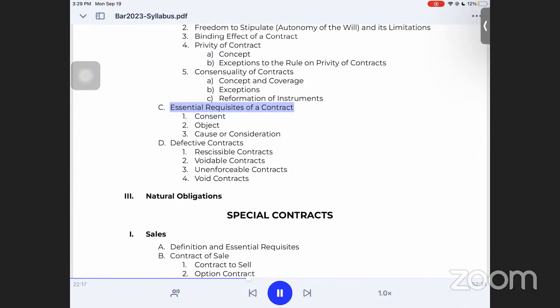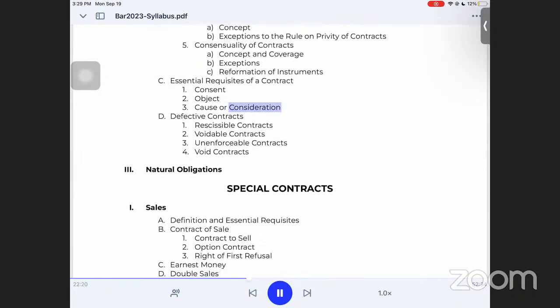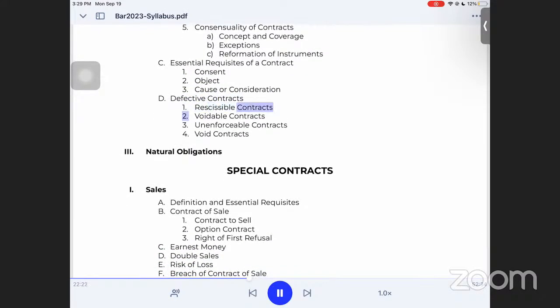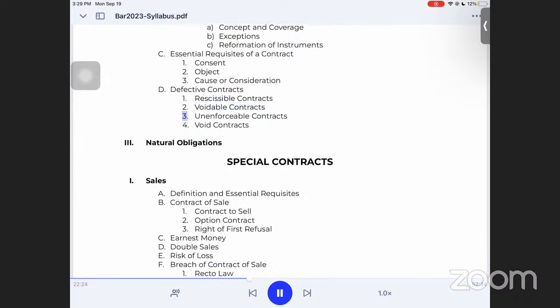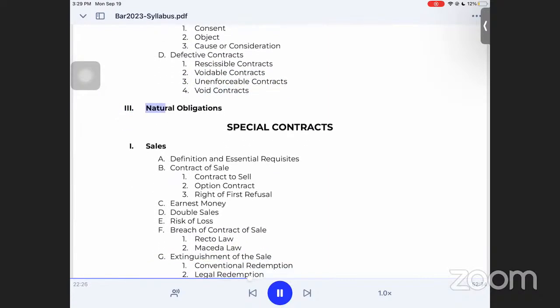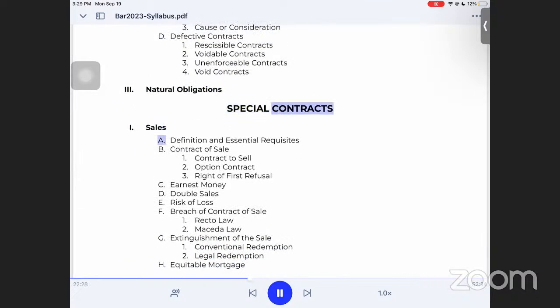C. Essential requisites of a contract. 1. Consent. 2. Object. 3. Cause or consideration. D. Defective contracts. 1. Rescissible contracts. 2. Voidable contracts. 3. Unenforceable contracts. 4. Void contracts. 3. Natural obligations. III. Special contracts.